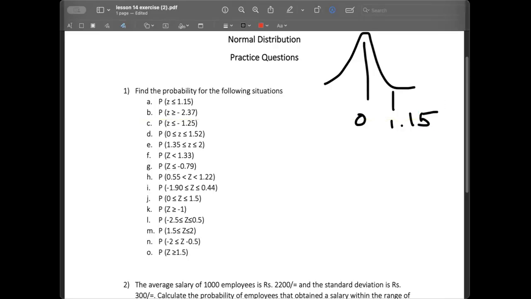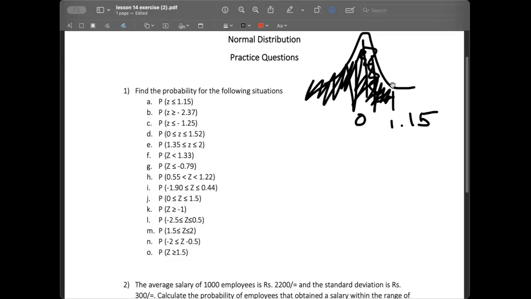Then this region you can directly take from the table itself. I have a question though. Probability of z less than 1.15, I think we have to take the value from the total, right? Good question. That is according to the table they have given.